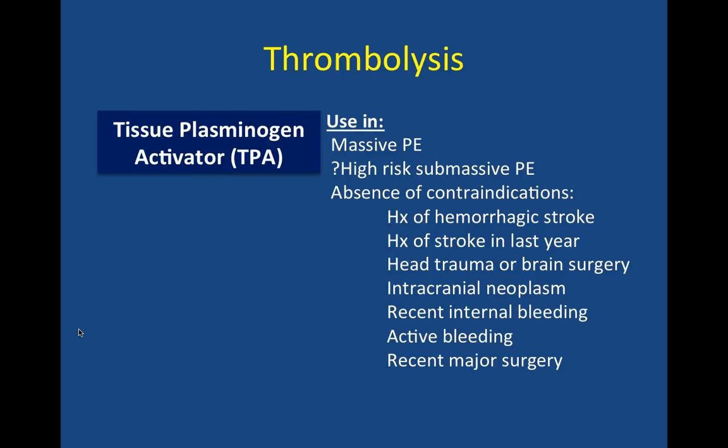What's the problem with thrombolysis? Obviously, it is bleeding. We use it in massive PE, in very sick patients with severe hypotension, and maybe patients with high risk for submassive PE, and I'll go into details a little later about why and how we treat those. But we want to make sure there's absence of contraindications, and these are history of hemorrhagic stroke, or history of stroke in the last year, head trauma or brain surgery, intracranial neoplasm, recent internal bleeding, active bleeding, or recent major surgery.